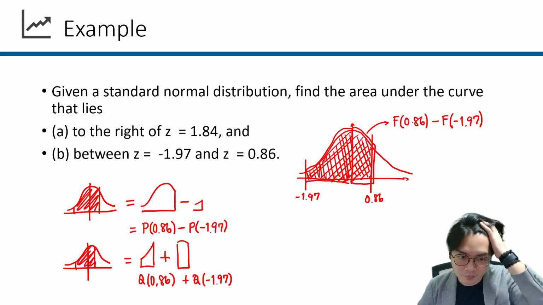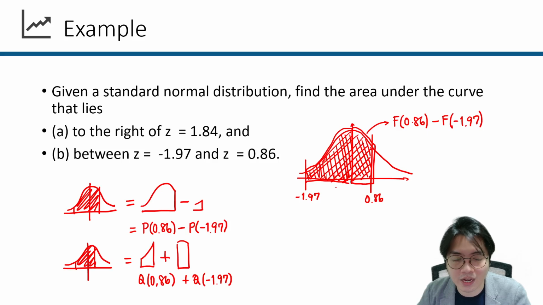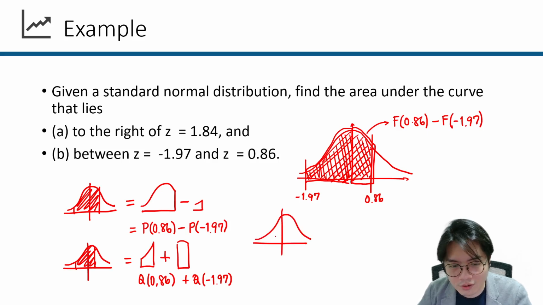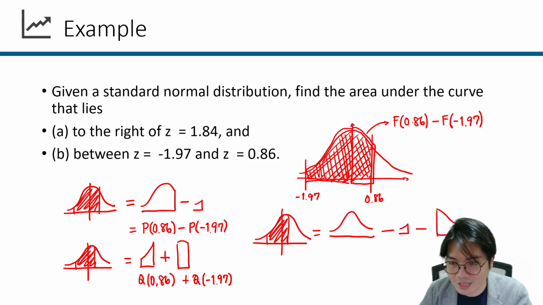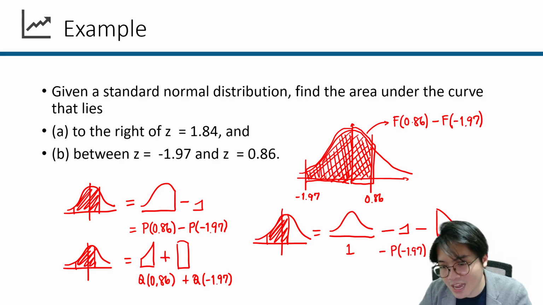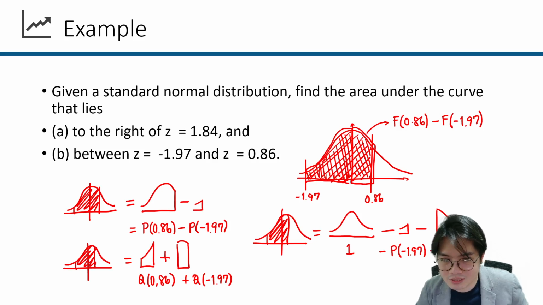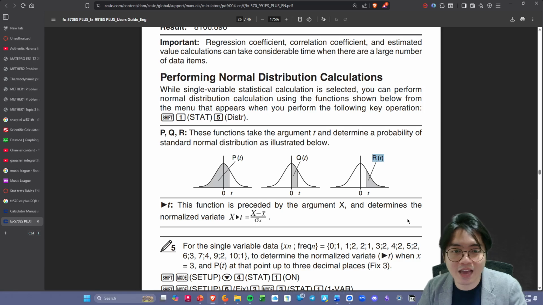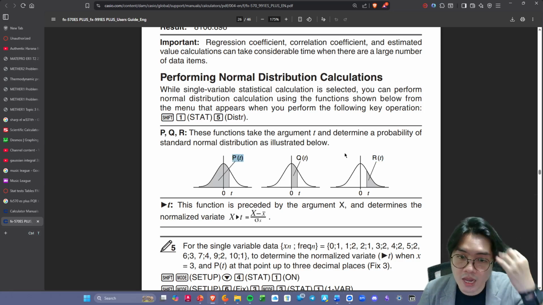Okay. Well, I suppose the last one, if you really want to, for example, you have something like this. You can get the area by getting the full area minus this right-hand area and then minus this left-hand area. Or in other words, 1 minus, right? This is P of negative 1.97. Then minus, this is R of 0.86. I don't know who would do this, but hopefully you guys are getting the idea of how to use these three functions in accordance with one another.